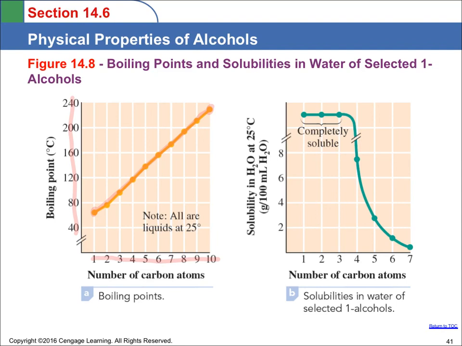The second graph, we're looking again at number of carbon atoms versus solubility. So if we have 3 or fewer carbon atoms, your molecules are completely soluble in water. Once you get to 4 or more, your solubility very quickly decreases to where, at 7, it's essentially insoluble in water.